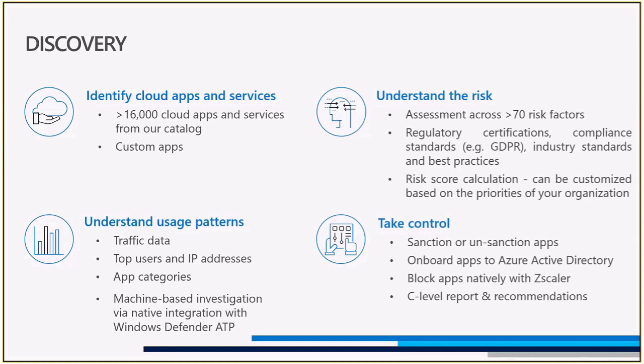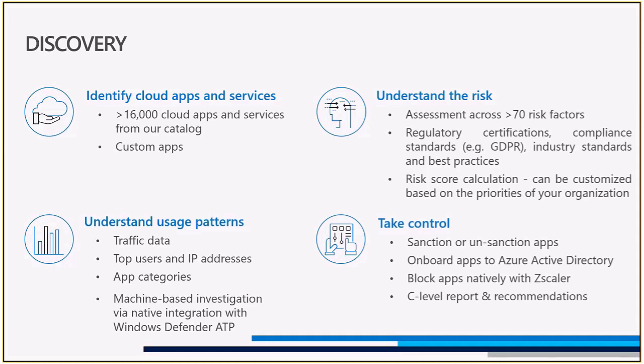And the idea is that for each of those apps, we're assessing the risk across 70 risk factors. Some of them can be security features of the app. Some of them can be certifications or industry standards such as GDPR or HIPAA, things like that. Based on all of that, we calculate a risk score for each of those apps. So for each of those 16,000 apps, you will be able to see which ones your users are leveraging and what the risk score for those applications is.